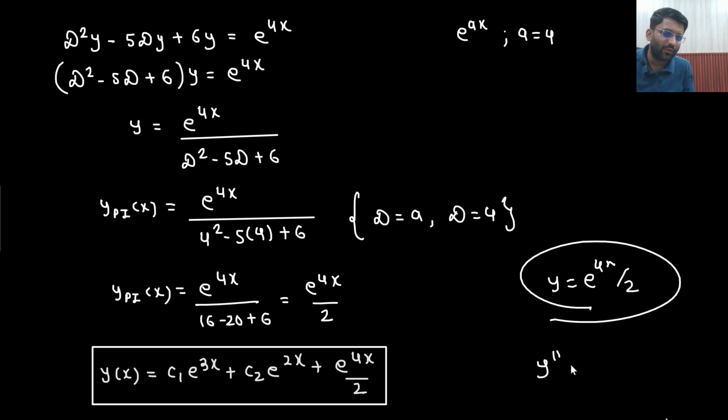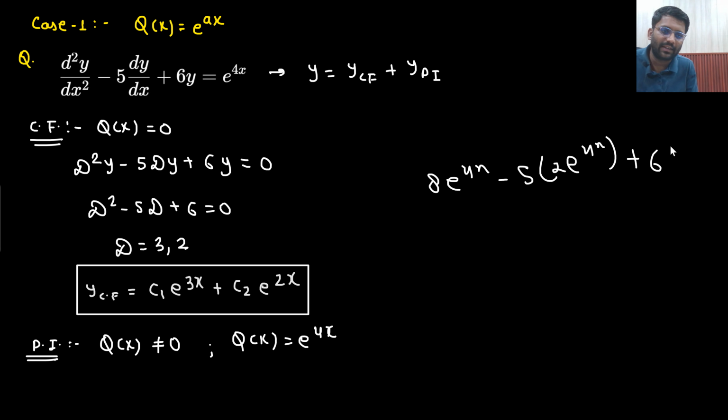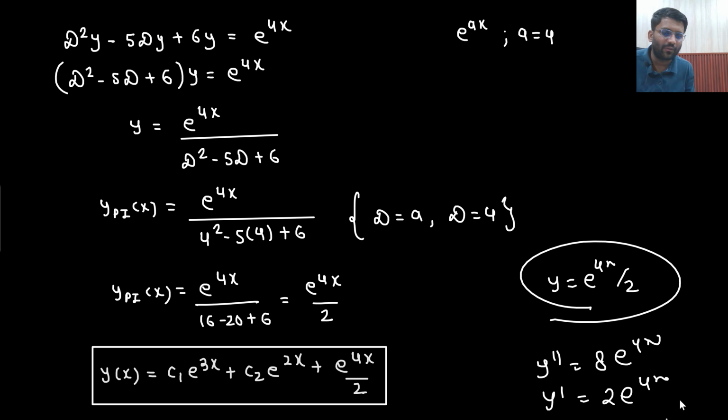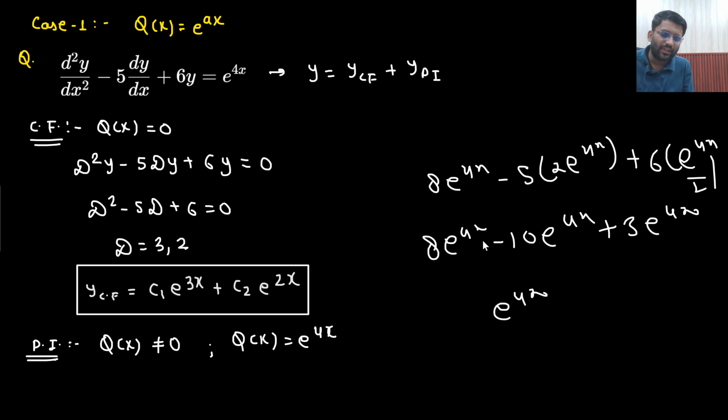If you differentiate e to the power 4x by 2 two times, what answer will you get? 4 into 4 is 16, so 8 e to the power 4x. And if you differentiate it once, the answer would be 2 e to the power 4x. So simply put this: 8 e to the power 4x minus 5 into 2 e to the power 4x, plus 6 into y, and y is e to the power 4x by 2. So what answer are you getting? 8 e to the power 4x minus 10 e to the power 4x plus 3 e to the power 4x. So this is e to the power 4x only: 11 minus 10 gives e to the power 4x only. Are they the same? Yes sir, they are the same.